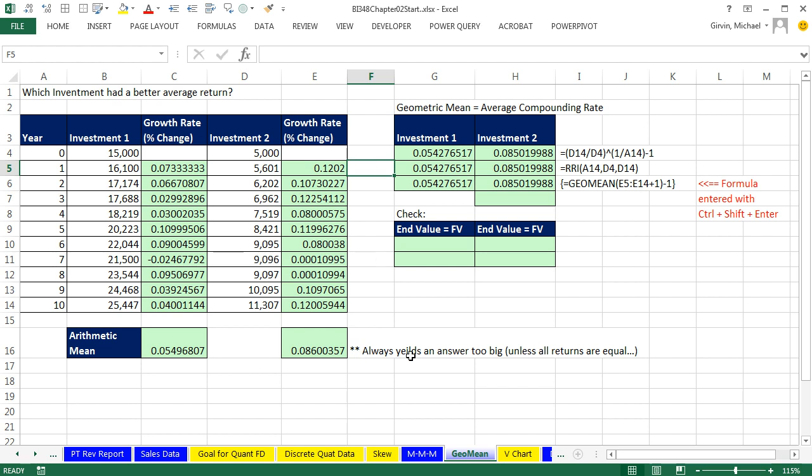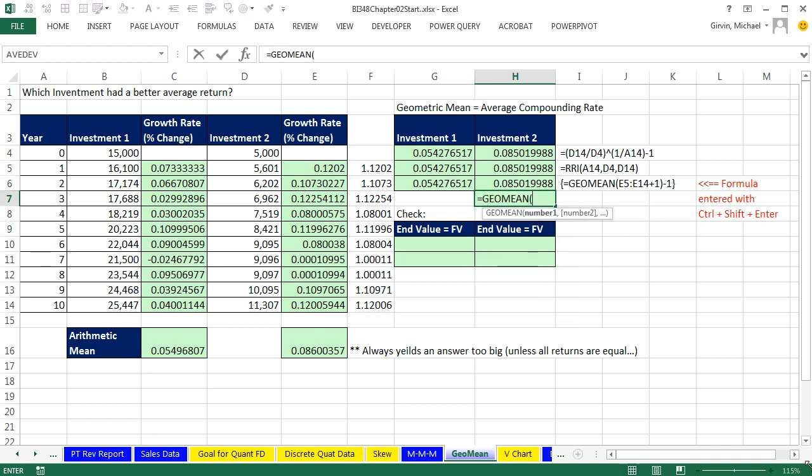Oftentimes, you do have space to just add a 1. So you can simply add an extra column and add 1, copy it down. And now, of course, equals GEOMEAN, we simply highlight the percentage changes or growth rates that already have 1 added, minus 1. There's no array calculation here, so just Enter or Control Enter.